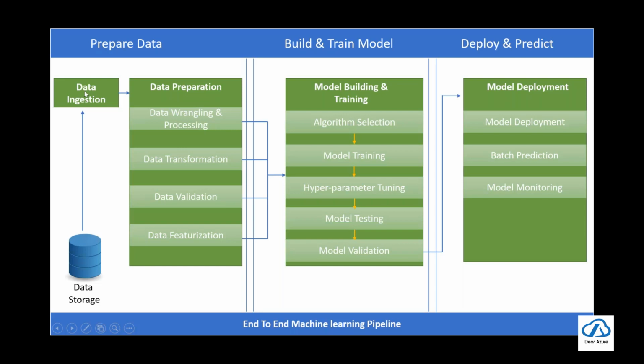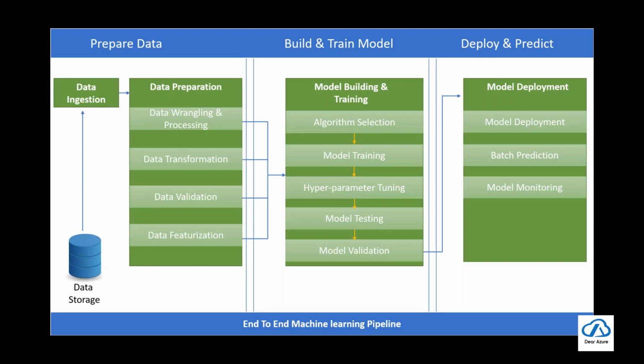Once we load the data, the first step we do is preparing the data, which is data preparation. In the data preparation step, there are four or five sub steps. They are mostly data wrangling and processing, data transformation, data validation, and data featurization or feature engineering. So let me talk a bit about each of them.